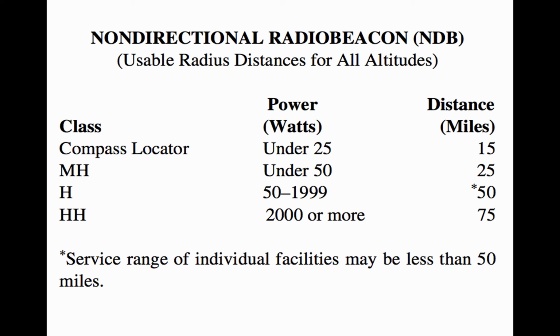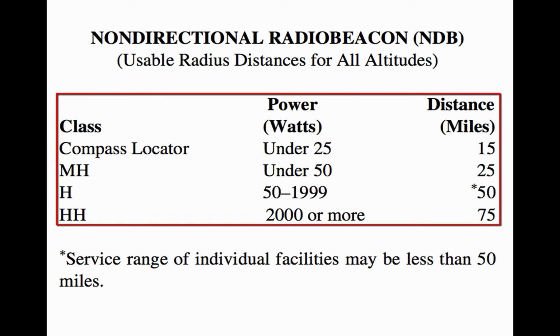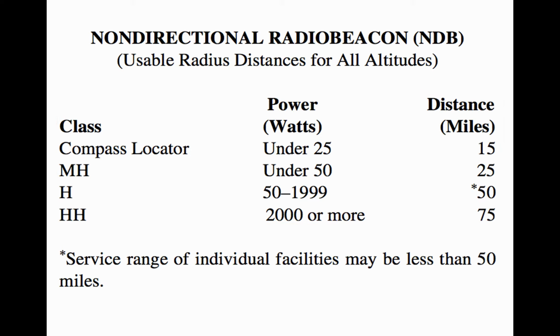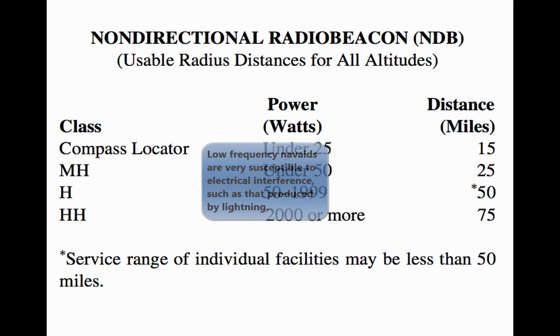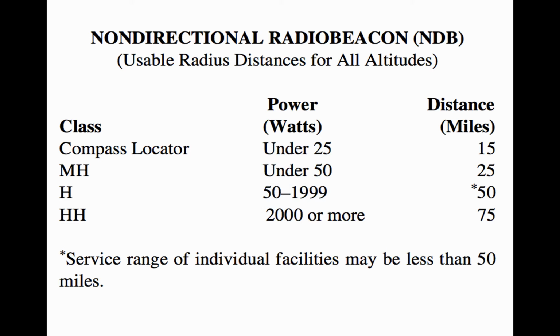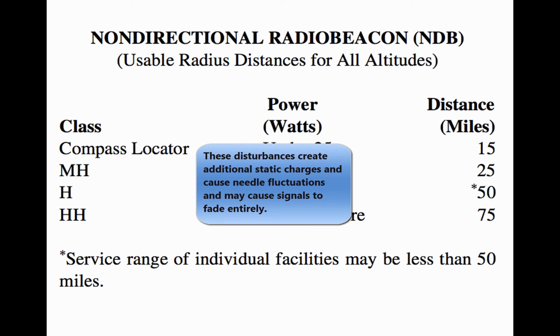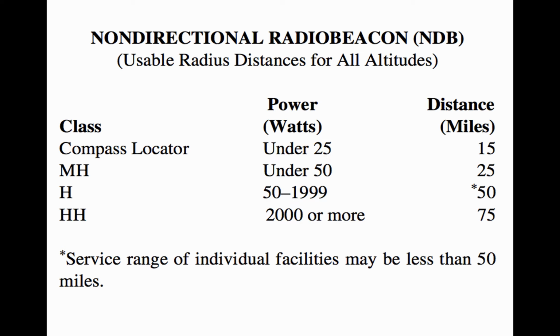This table gives the class of NDB stations, their power, and usable range. One of the disadvantages that should be considered when using low frequency, LF, for navigation is that low-frequency signals are very susceptible to electrical disturbances such as lightning. These disturbances create excessive static, needle deviations, and signal fades. There may be interference from different stations.